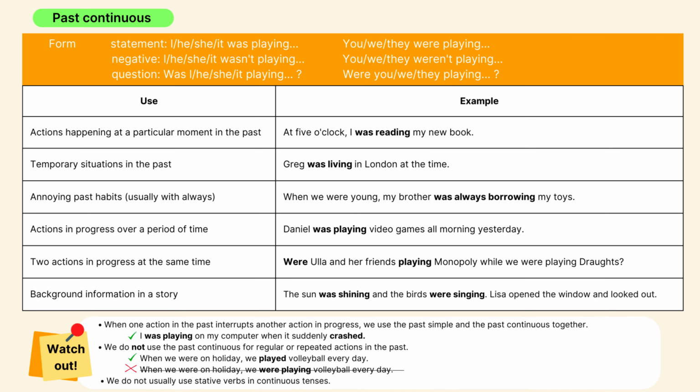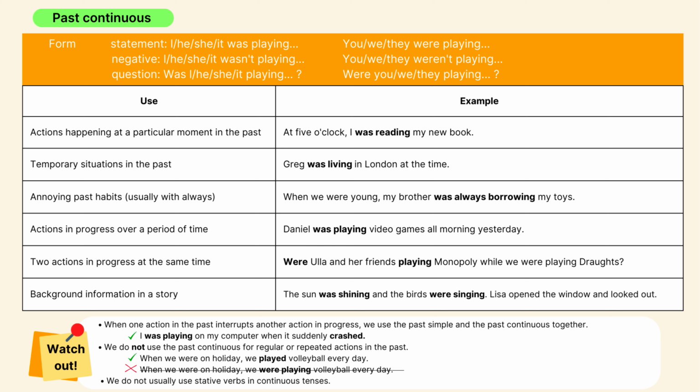Past continuous form. Statement: I, he, she, it was playing. You, we, they were playing. Negative: I, he, she, it wasn't playing. You, we, they weren't playing. Question: was I, he, she, it playing? Were you, we, they playing?